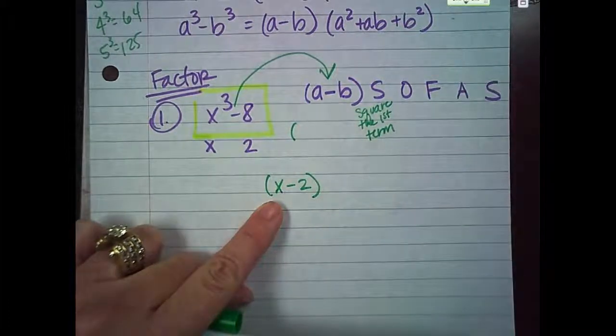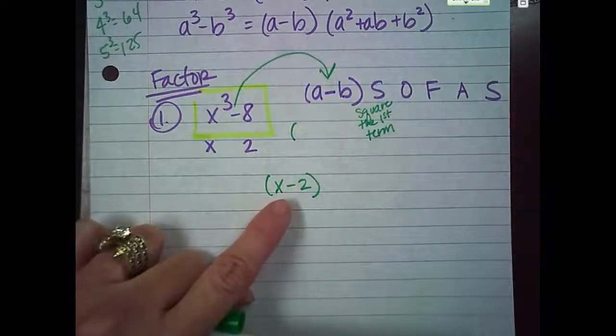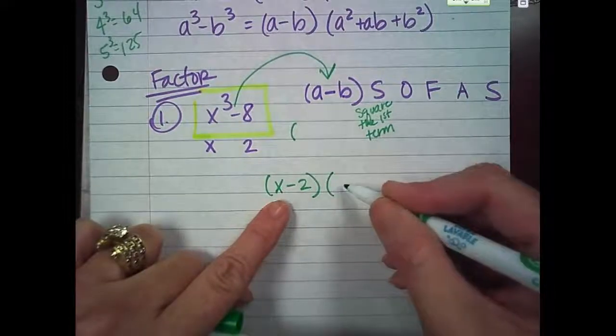The S stands for square the first term. What is the first term, guys? X. So we're going to square it, and it becomes x squared.